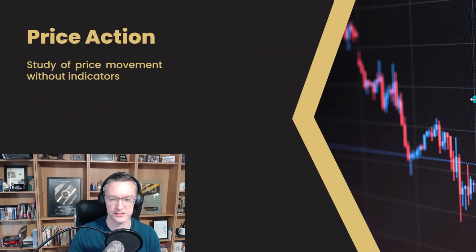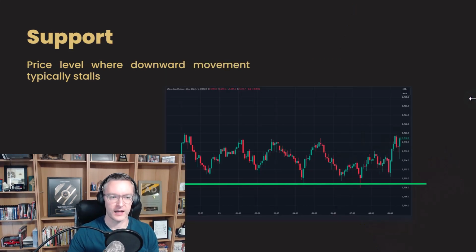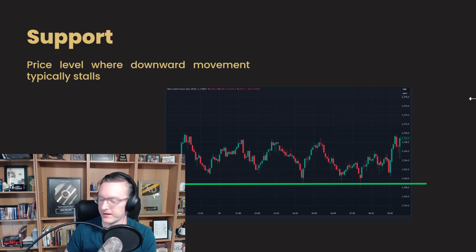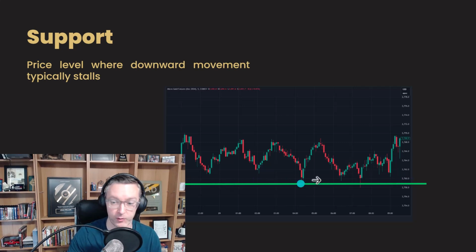Next, price action. This is just a simple term for the study of price movement without indicators. So again, it's just the way that the price is moving on the charts, period. Support. This is a price level where the downward movement typically stalls. You'll hear me use an analogy about a bouncing basketball. This is the floor. As you can see, the price has gone up from here, back down, hits the floor, hits the floor, hits the floor. So this is an example of a support level.